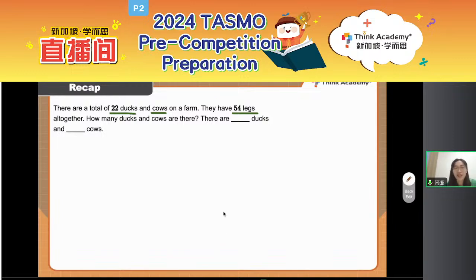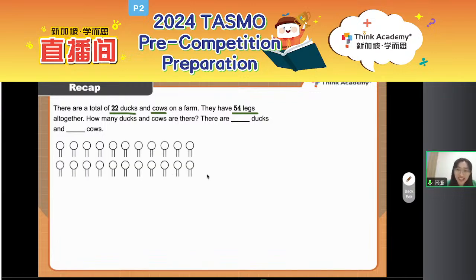Okay, actually here I want to introduce different methods. Look, for the very basic one, maybe we can just draw it out. You know that 1 duck only has 1 head and 2 legs, right? Maybe you can just draw out 22 heads and then draw 2 legs for each of them. But you will see that, wow, that is quite slow. So here let's have a look. If you just assume all the animals here are ducks, how many legs are there?